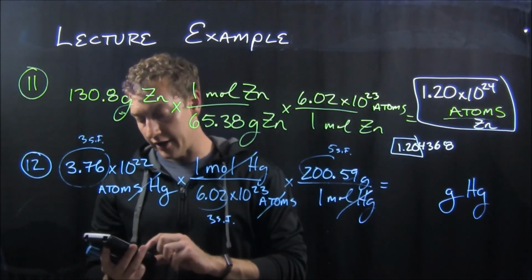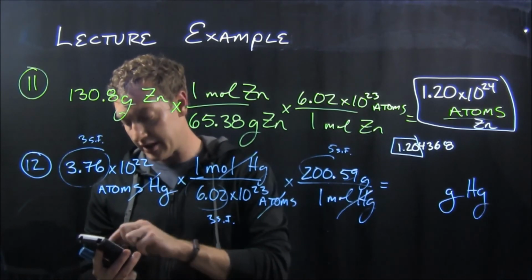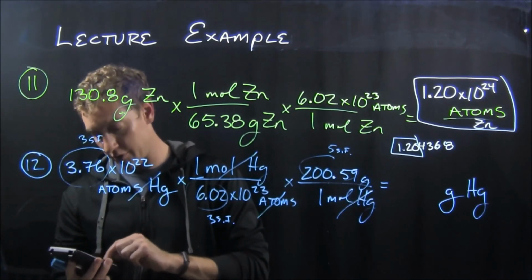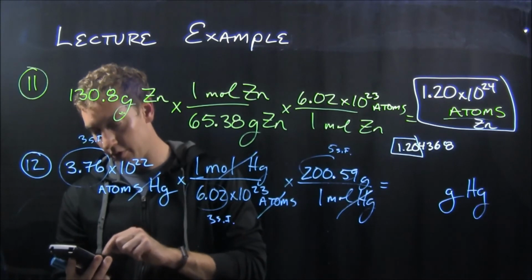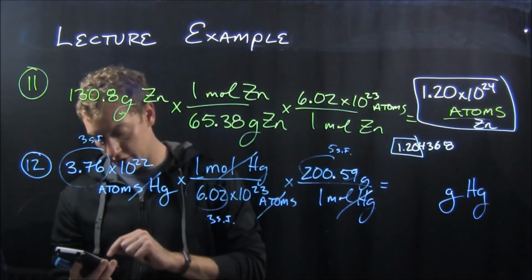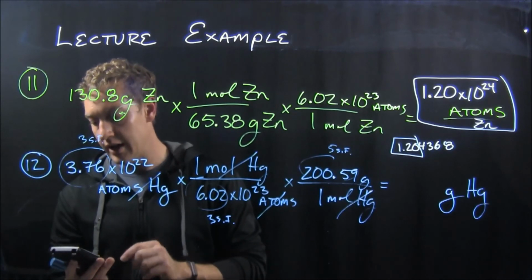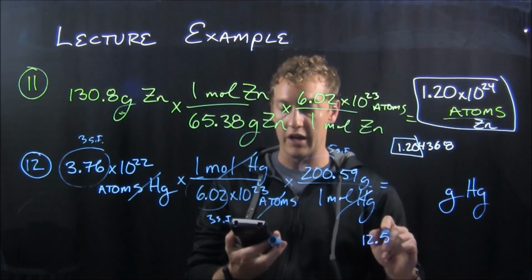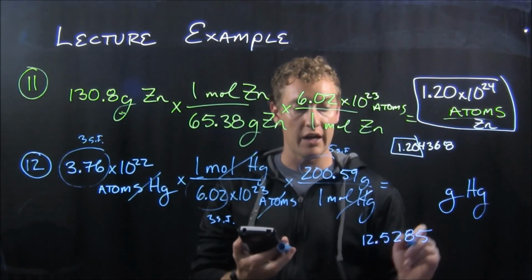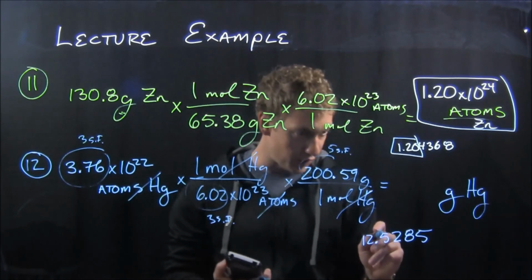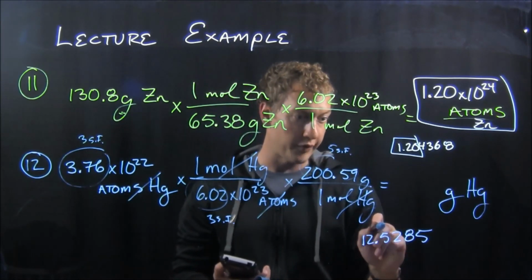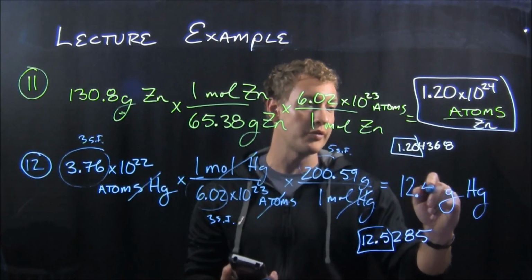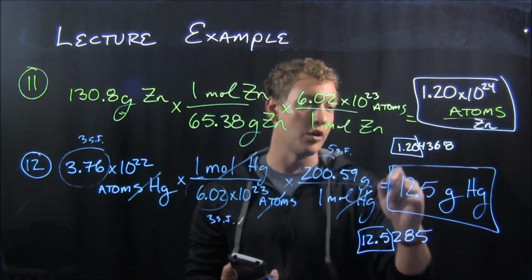So punch it in that calculator, 3.76 times 10 to the 22nd divided by 6.02 times 10 to the 23rd times 200.59, and the calculator tells us that it's 12.5285. We said 3 significant figures earlier, right? So 12.5 followed by a 2 that rounds down. So the answer here would be 12.5 grams of mercury.